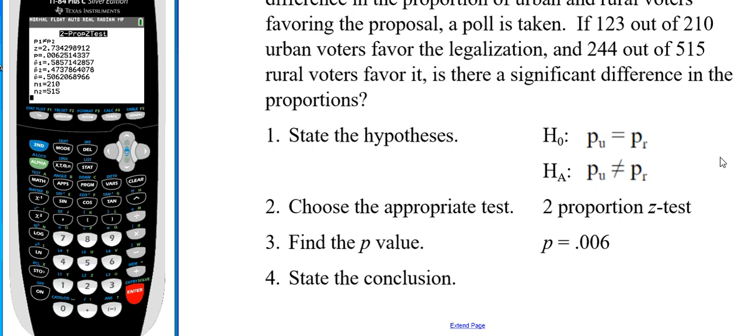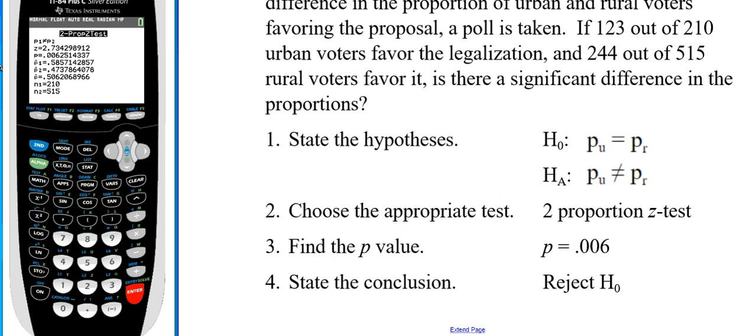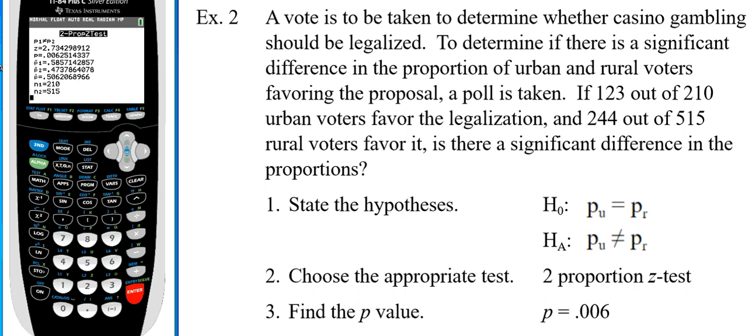Now remember, if this p is below 0.05, that's our cutoff. Since it is, here's our conclusion. Reject h sub o. So what that means is, we're rejecting this idea. We initially said, hey, we think these proportions of people will be the same. We have enough evidence to say that, in general, urban and rural voters have very different opinions on the legalization of casino gambling.